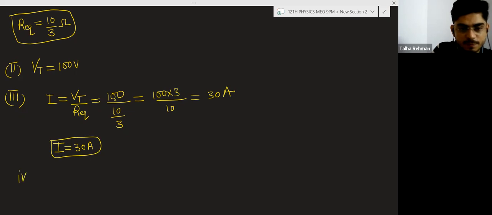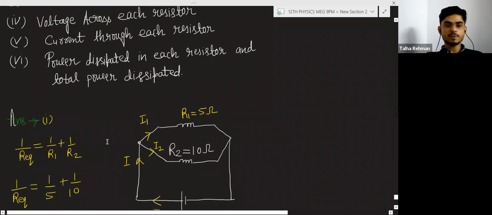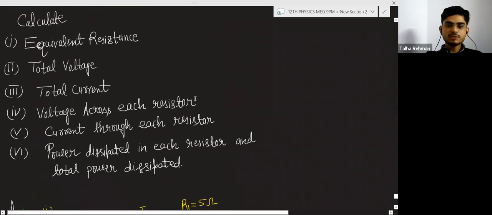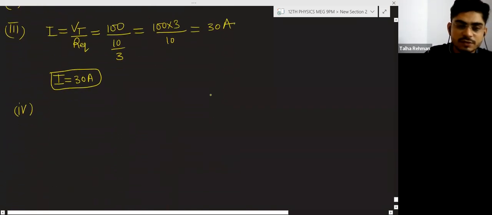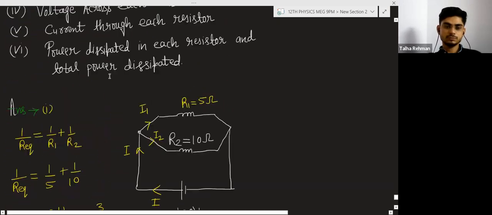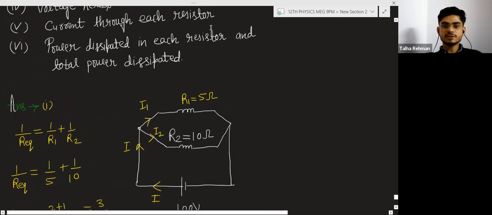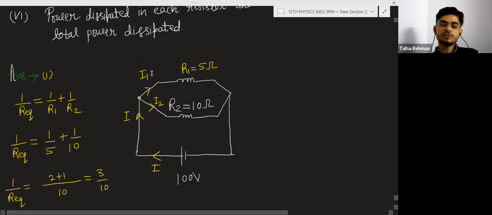And they are asking the fourth part. See the circuit. This is the circuit. And the fourth part is voltage across each resistor. This is the parallel combination, so voltage across each resistor will be same. That is 100 volt. Fifth part, current through each resistor. Current through each resistor means I1. When you calculate I1, you will use I1 is equal to V1 by R1, and V1 is equal to 100.